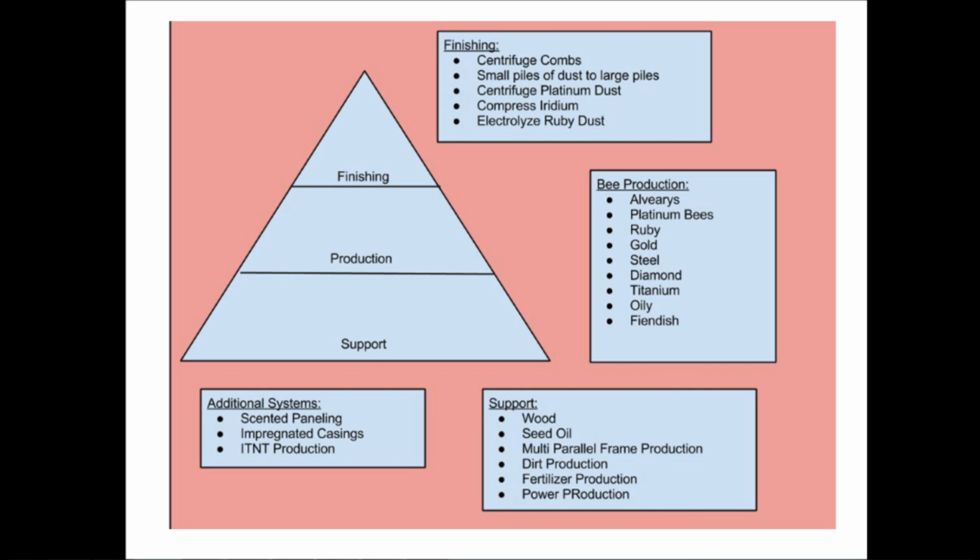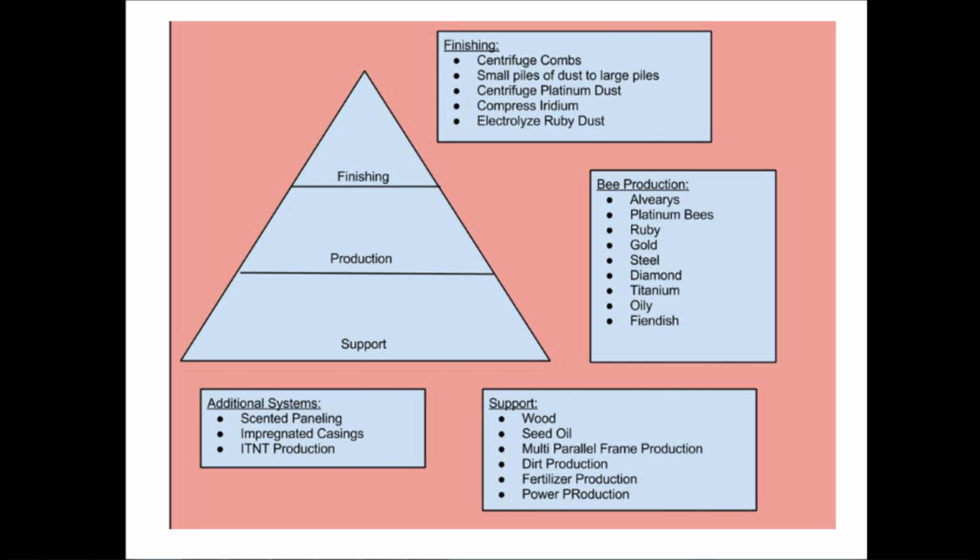support. So for the finishing section, this is where you're taking the combs that are coming out of the bees, you're centrifuging them, and then you're combining the piles together, and then you're doing the final processes like centrifuging the iridium out of the platinum, compressing the iridium, or in the case of chrome, you are electrolyzing the ruby dust. The production is where the bees actually are.